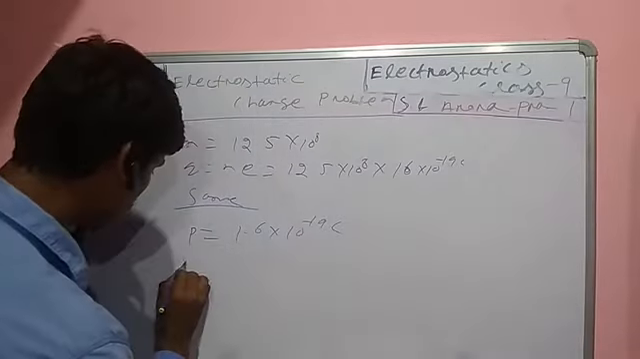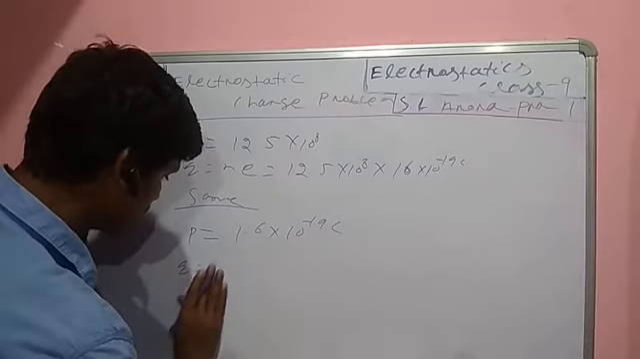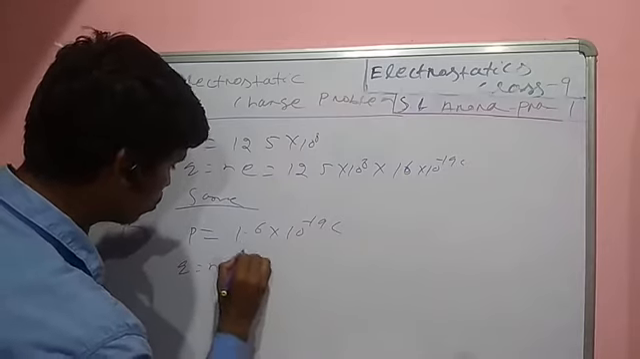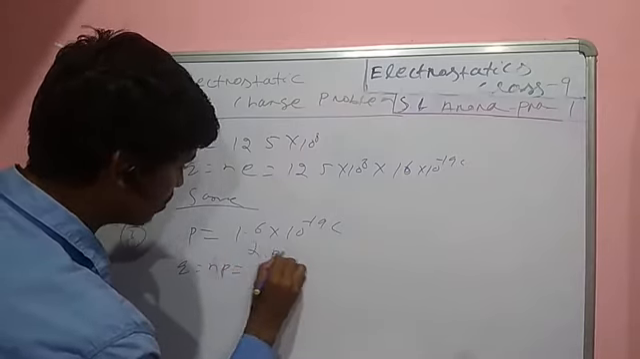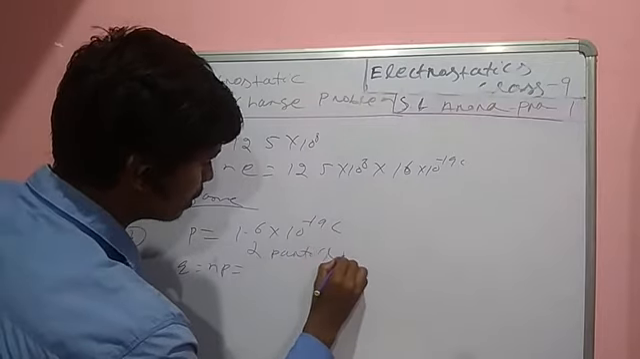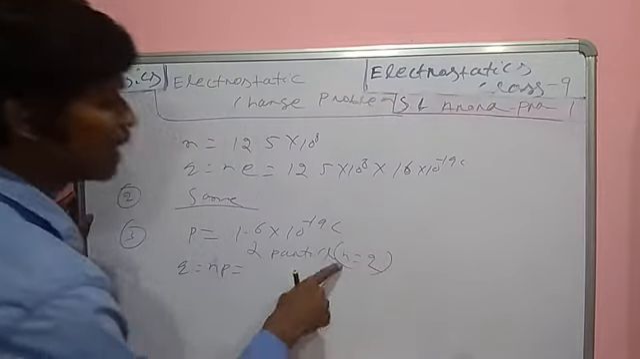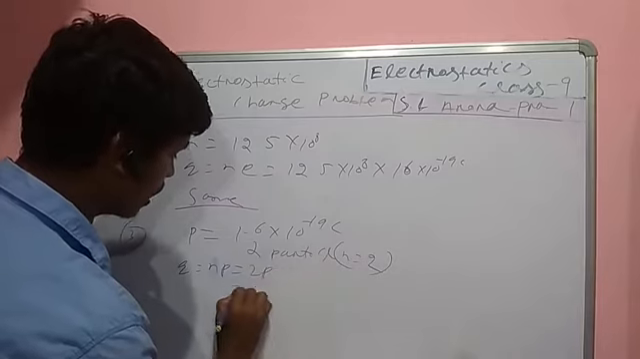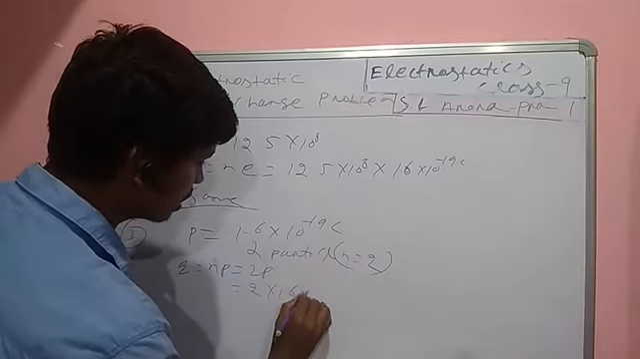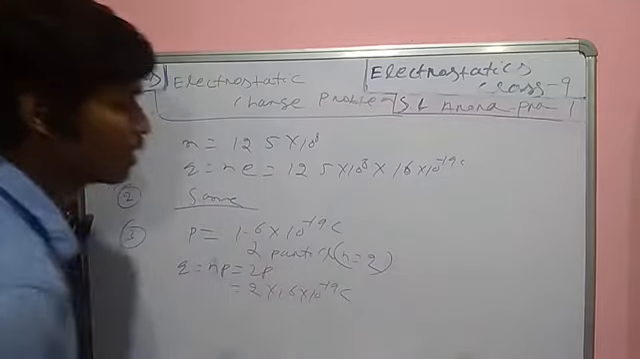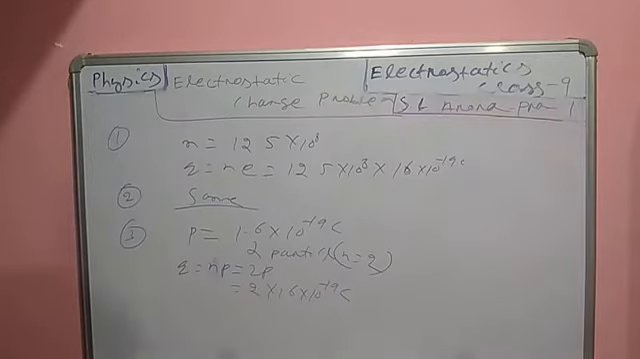That means Q is equal to N p. N for an alpha particle is equal to 2. That means 2p, 2 into 1.6 into 10 to the minus 19 coulomb. Yes or no? Then question number 4.